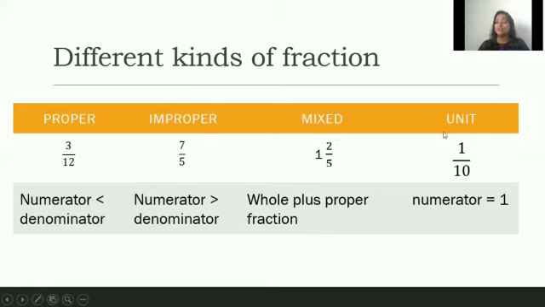Unit fraction. Generally, this kind of question comes: circle the unit fraction. So remember, it's very easy. The denominator can have any number, but a unit fraction will always have a 1 in the numerator. There should be a unit, that is 1, in the numerator. So the numerator should be equal to 1.